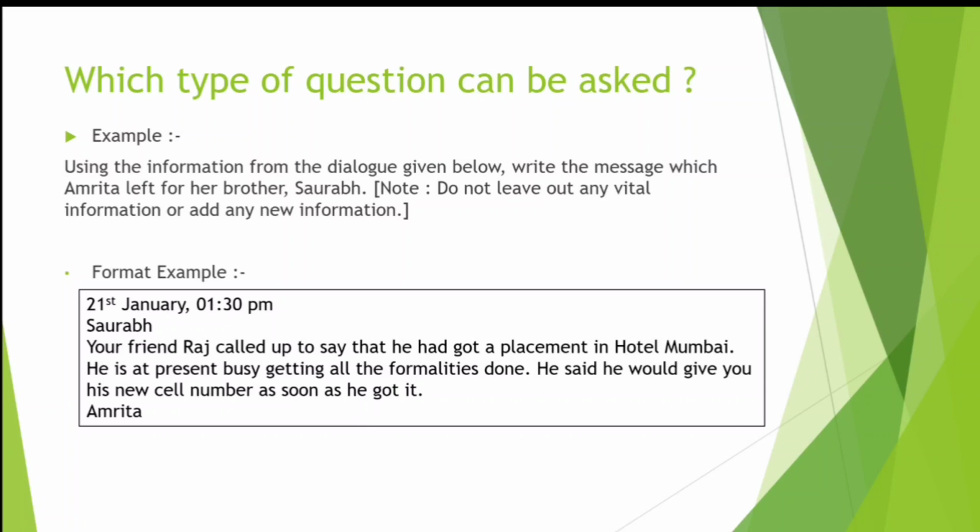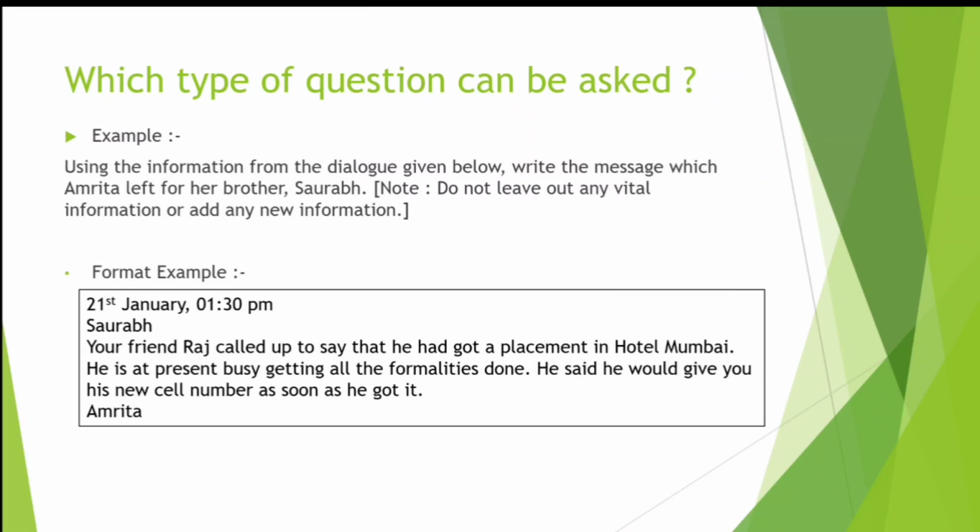Then the next thing that you are required to write is the time. So I have written 1:30 p.m. You can write any time, or whichever time is given to you in the question paper. Then, to whom I am sending the message, the name of the person to whom the message is intended. I want to write the message to Saurabh, so I have written Saurabh. Then what exactly I want to convey to him, that also I have written.